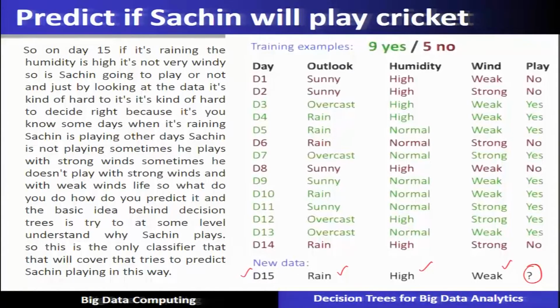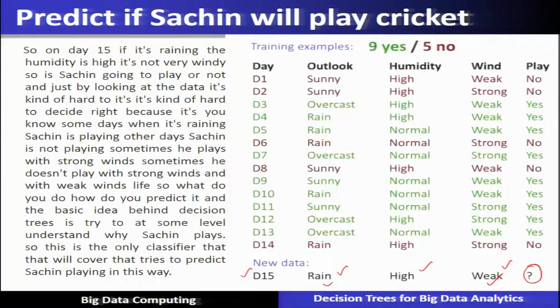So on day 15th, if it is raining and the humidity is high and the wind speed is weak, then whether Sachin is going to play or not. By looking at this particular data, it will become very hard to decide the right kind of predictions, whether Sachin is playing on other days based on one of these parameters and this kind of condition. It's very difficult to predict.